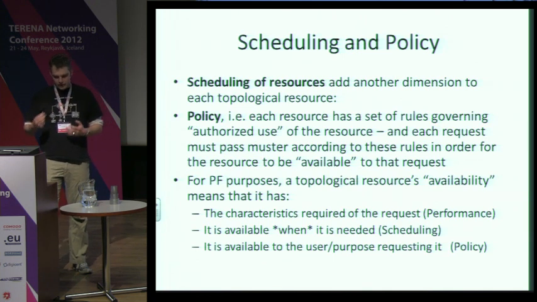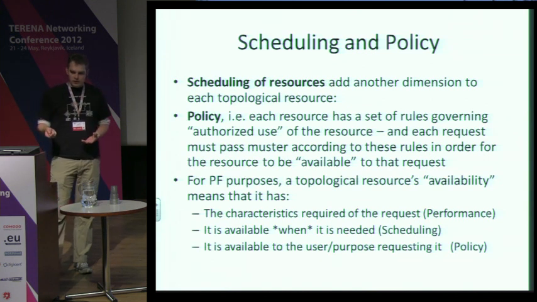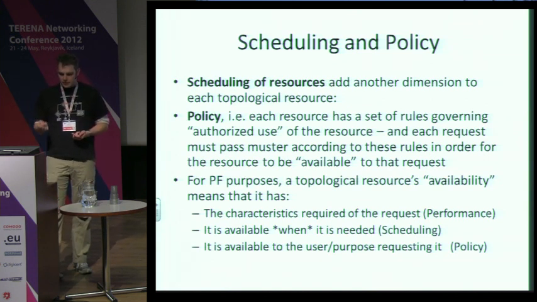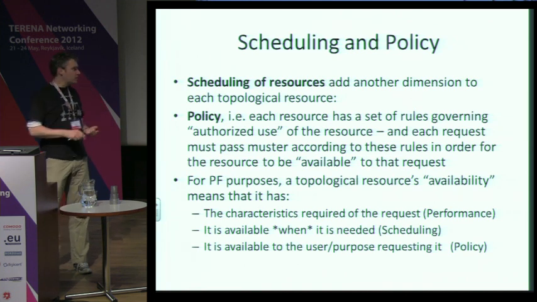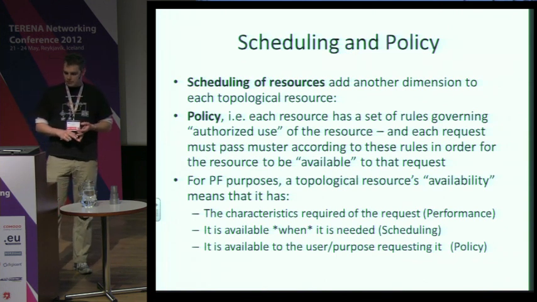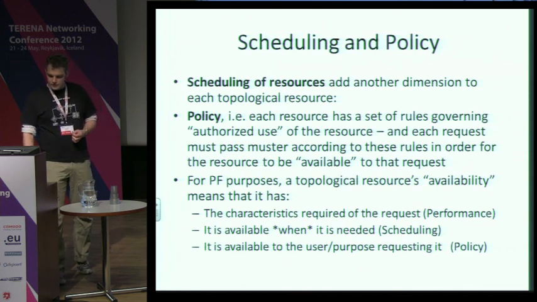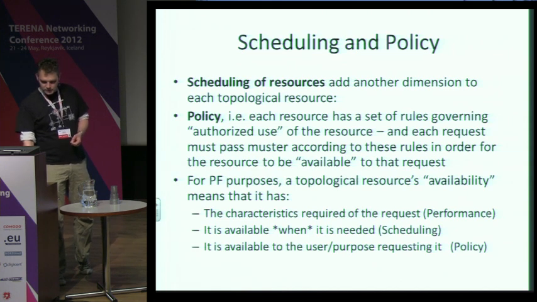So for pathfinding purposes, if you look at a resource in the topology, the availability means the performance that's required by the user, the time that is needed, and whether it's actually available to him, to that specific user. So that has a lot of different dimensions for the availability.